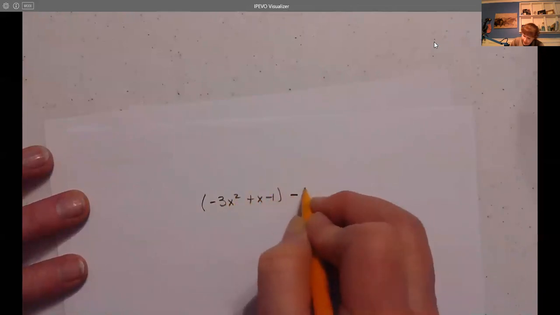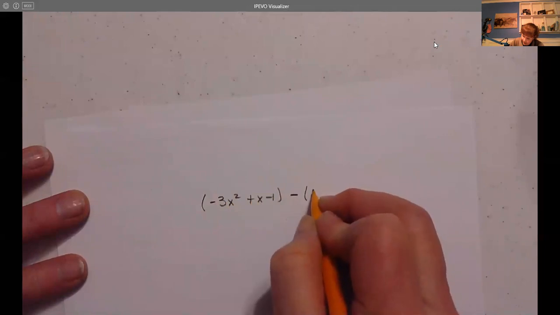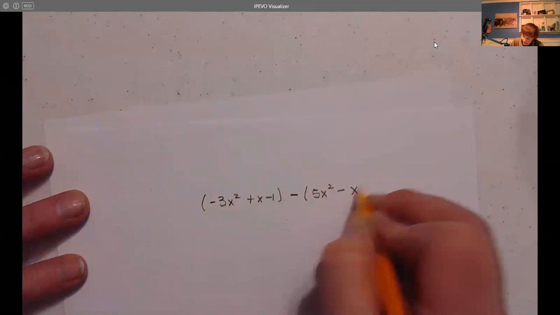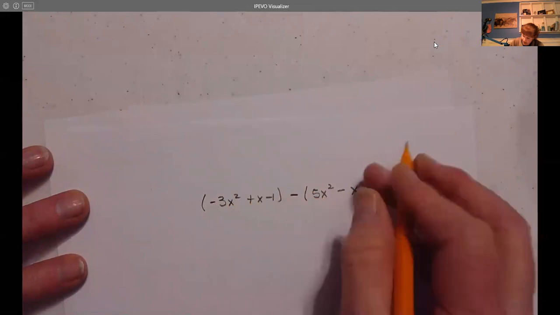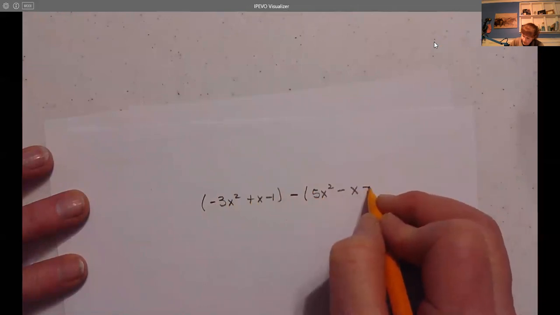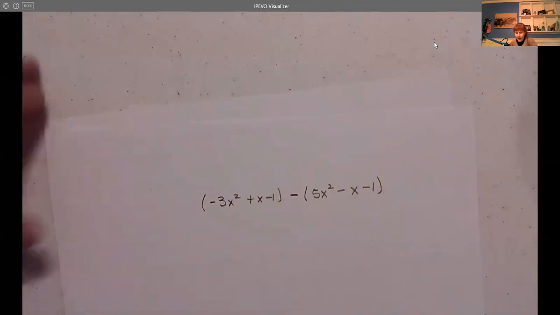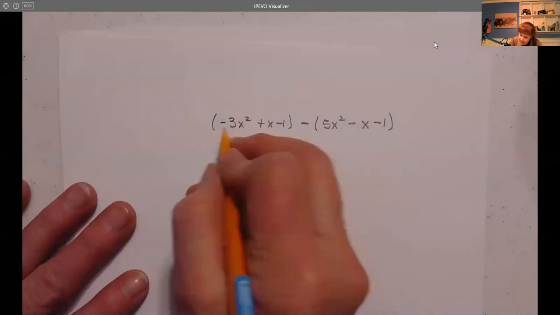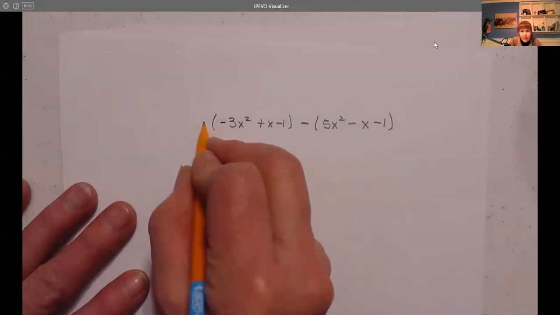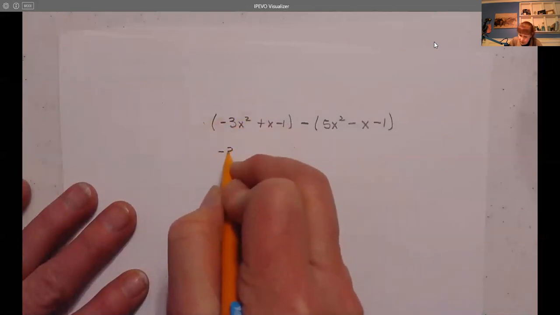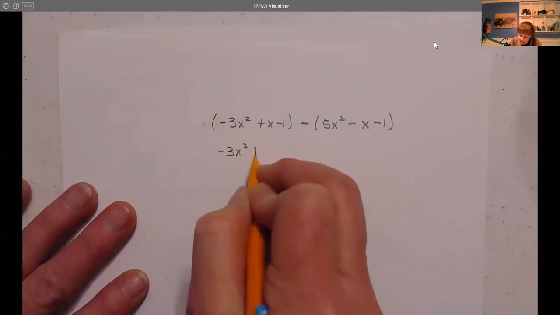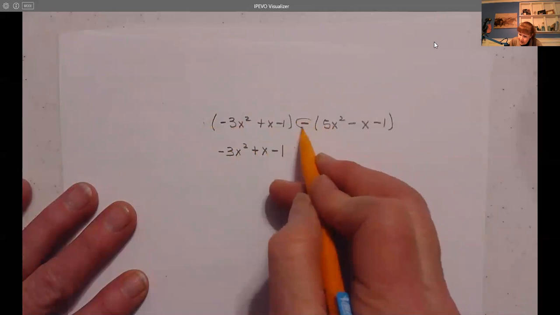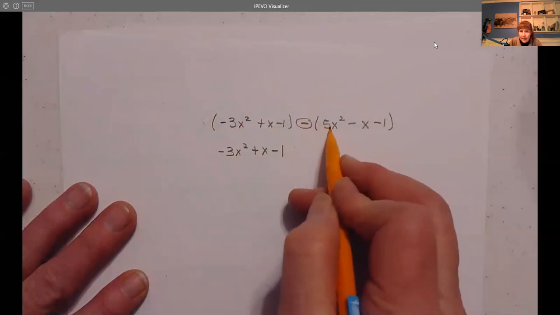I want to talk about this minus here. X minus 1. All right, let's see what we got here. Okay, there's nothing in front here. So that means we'll just drop that parentheses. Now here, this is going to change that to a minus.